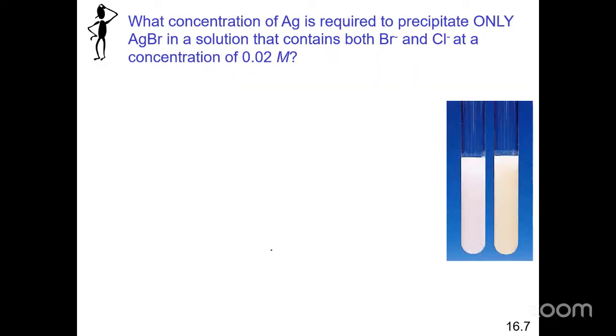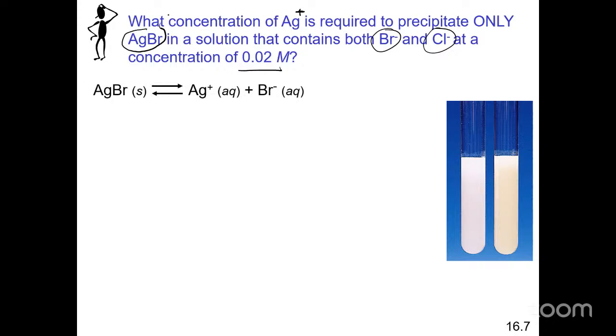Here's another example. Okay, what are we dealing with here? You have a solution which contains two ions. One of them is the bromide ion, and the other one is a chloride ion. Both of them have the same concentration in the same solution, at 0.02. Now, the question is asking what concentration of Ag+, please make a note of that, is required to precipitate only silver bromide in a solution that contains both bromide and chloride ions, at a concentration of 0.02.